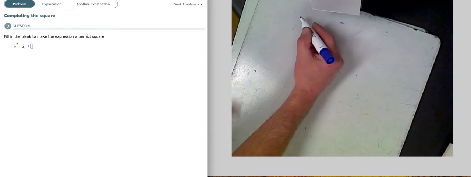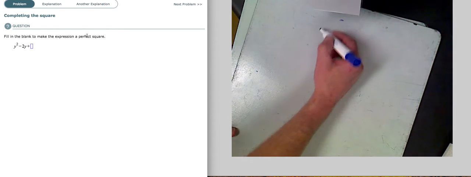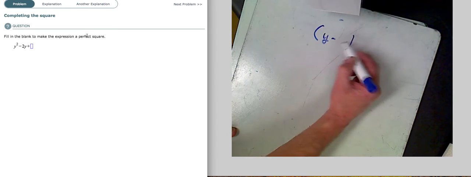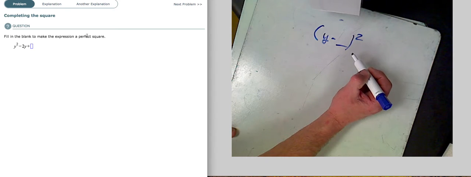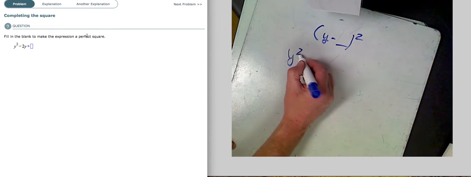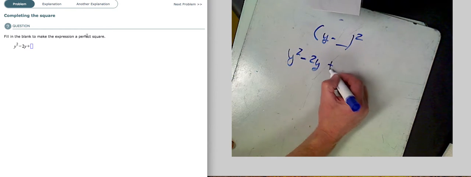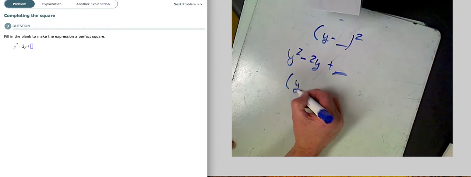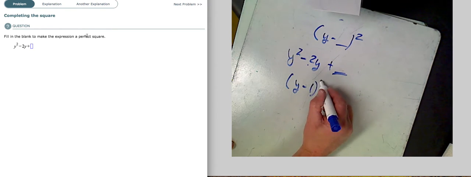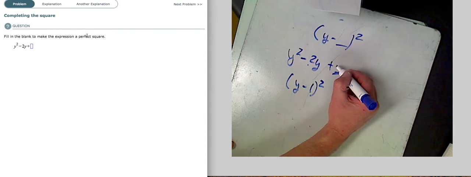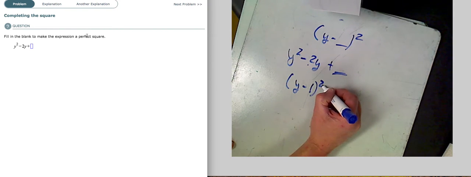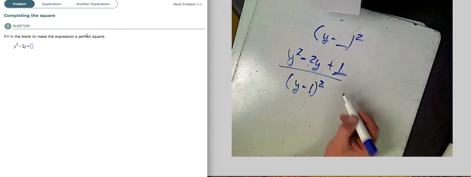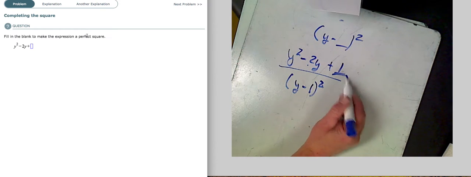Okay, and in all of these cases, what you're trying to get to is this point where you have x or y minus something squared, right? So by looking at this, y squared minus 2y plus, we're going to add some number, and it's always going to be half of this number. Then we're going to take that and square it. So now this is a perfect square trinomial that we can factor or rewrite like this.